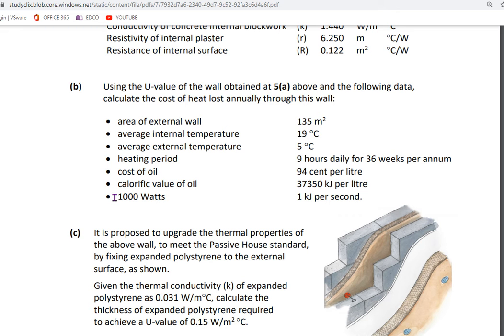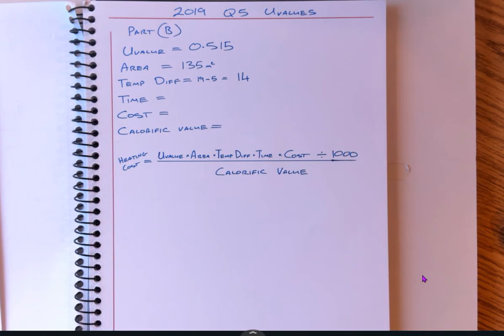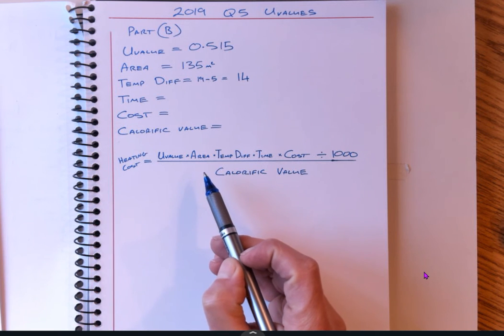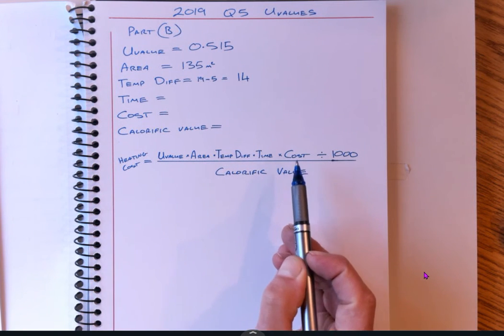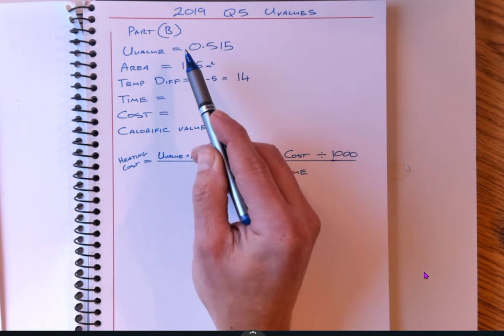1000 watts is 1 kilojoule per second. You don't really need to worry about that. So moving over to the question, we've got one large formula that we're going to use to work out this total heating cost. But before we can start putting values into the formula, we've a little bit of work to do. There's some straightforward parts.